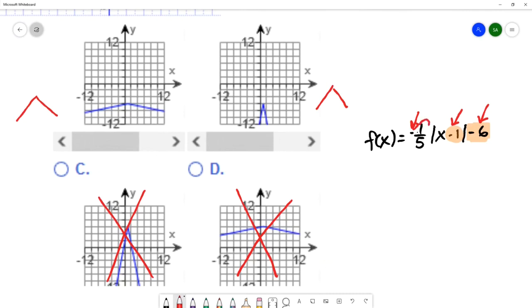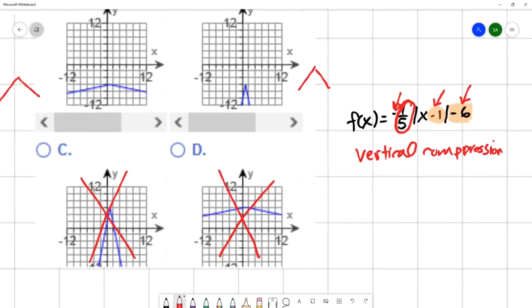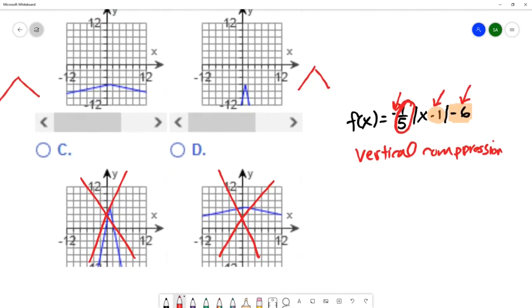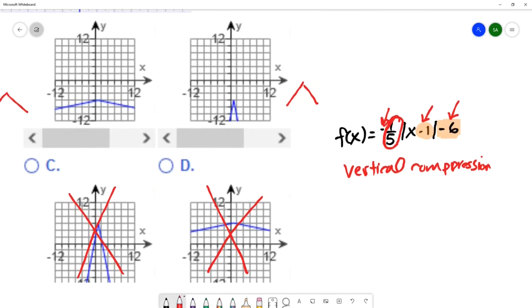So the difference between these two is really understanding the stretch or compression. In this example, we said it was a vertical compression. So understanding what that does to a graph will help us decide between these two of the choices. So when we have a vertical compression, what I want you to imagine, we have our graph. This is our V-shaped graph. I'm just going back to the original.